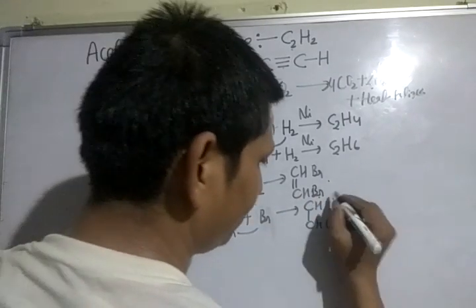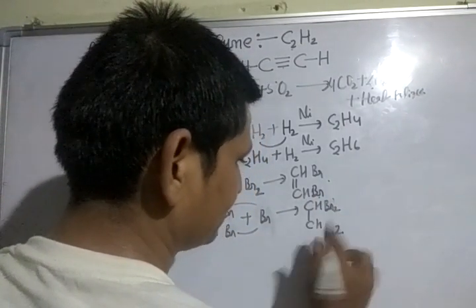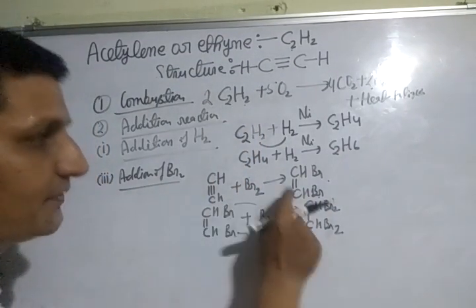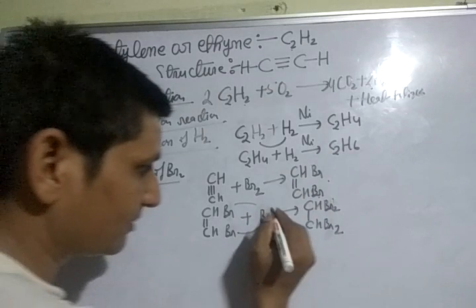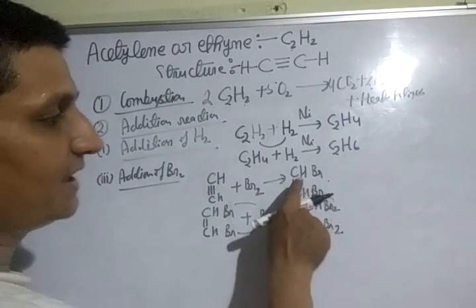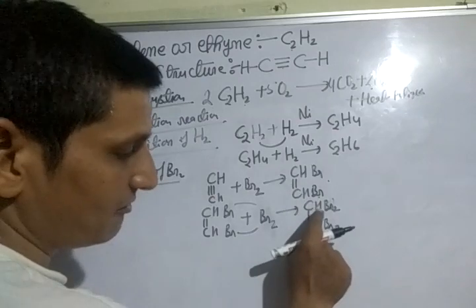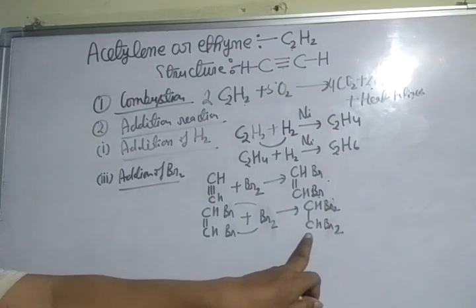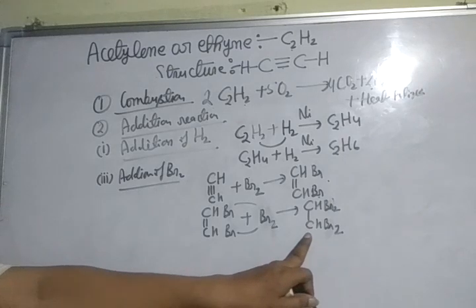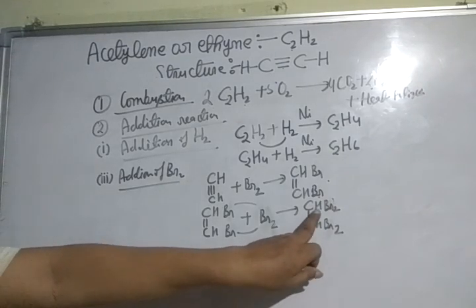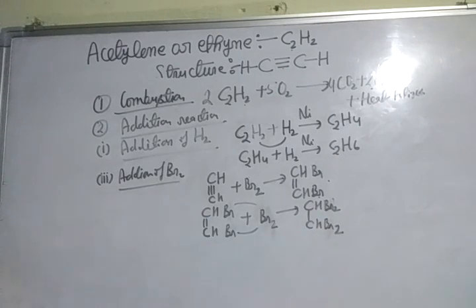In the place of Cl we have to take Br. So we can say addition of bromine to acetylene gives acetylene dibromide. Addition of bromine to acetylene dibromide gives acetylene tetrabromide, or we can say 1,1 dibromoethene, 1,1,2,2 tetrabromoethane. Okay, students, next, addition of iodine.